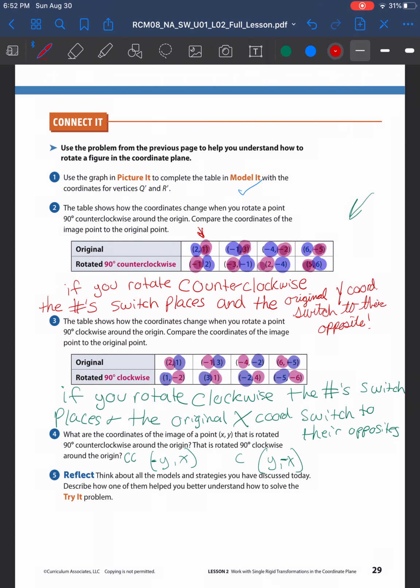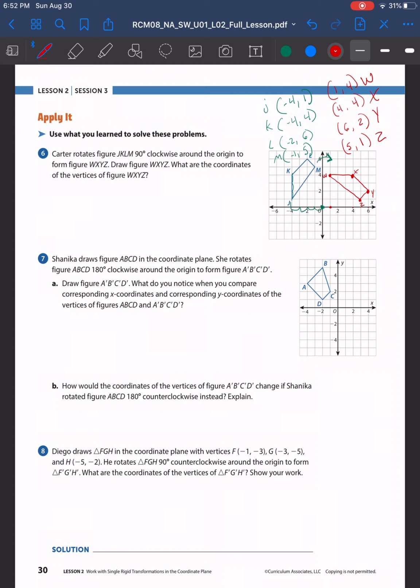As long as you can remember it, and I know it's kind of hard to remember, we'll have to practice, but as long as you can remember that you switch the two numbers, and then if it's clockwise, the X changes to its opposite. If it goes counterclockwise, then the y changes. That is so easy. Yay. Okay, how fun. Let's go number 7.